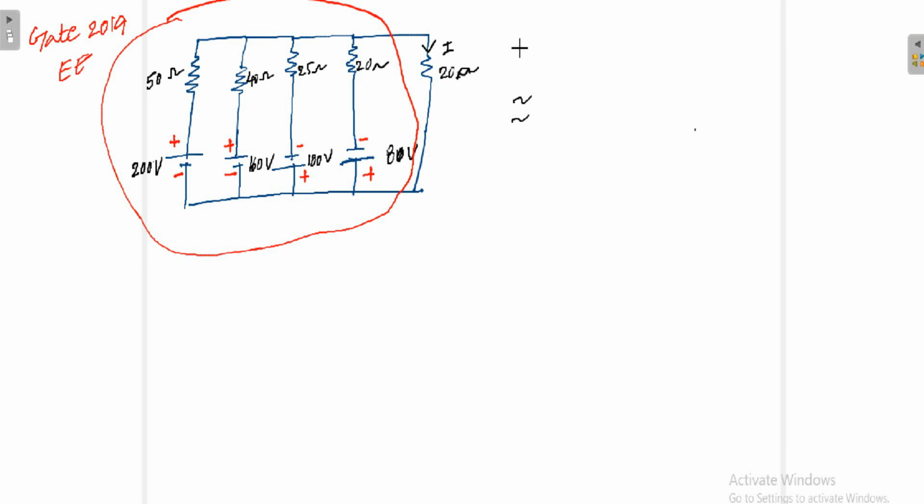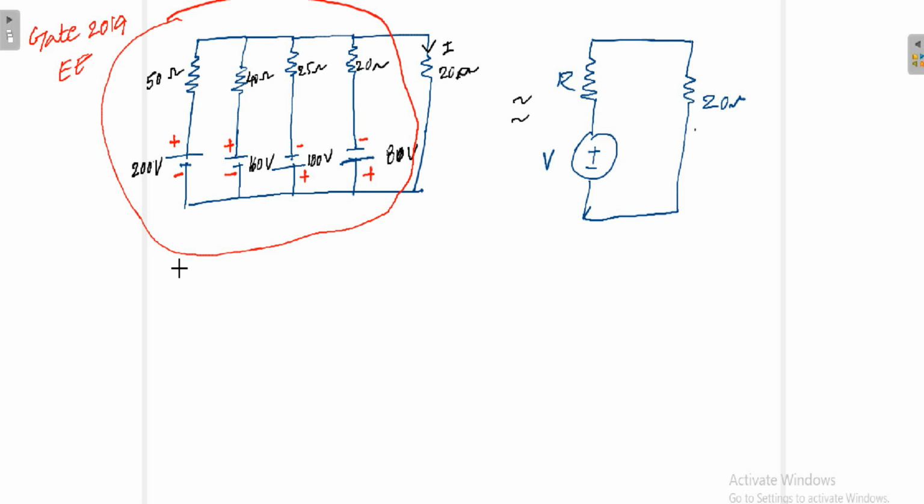You can replace this total circuitry with a resistance in series with a voltage source. Here you can connect your resistor, that is 20 ohms. What is our duty? We have to find this V value and your R value. How to find this V value? V is equal to, already we have seen the formula, plus or minus V1 by R1 plus or minus V2 by R2.